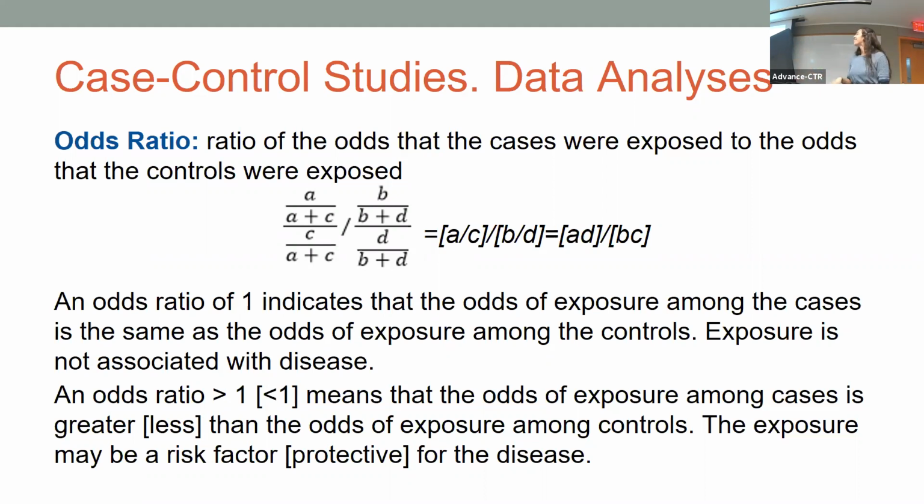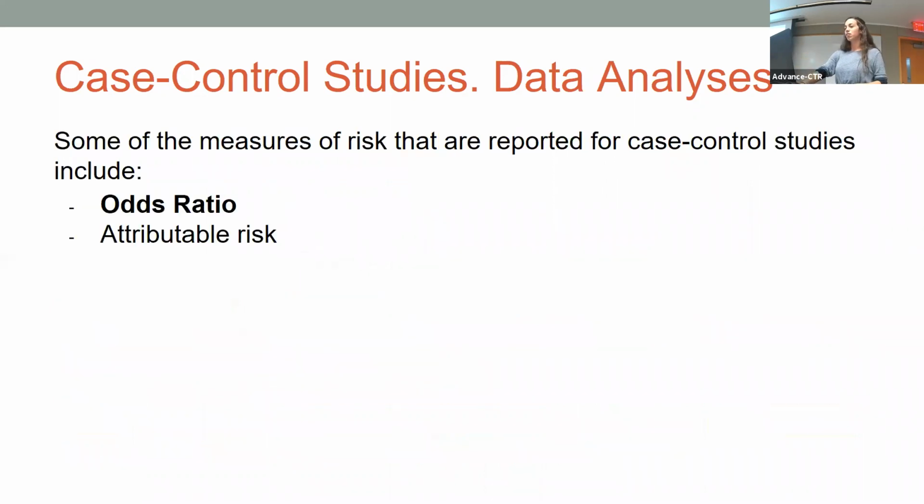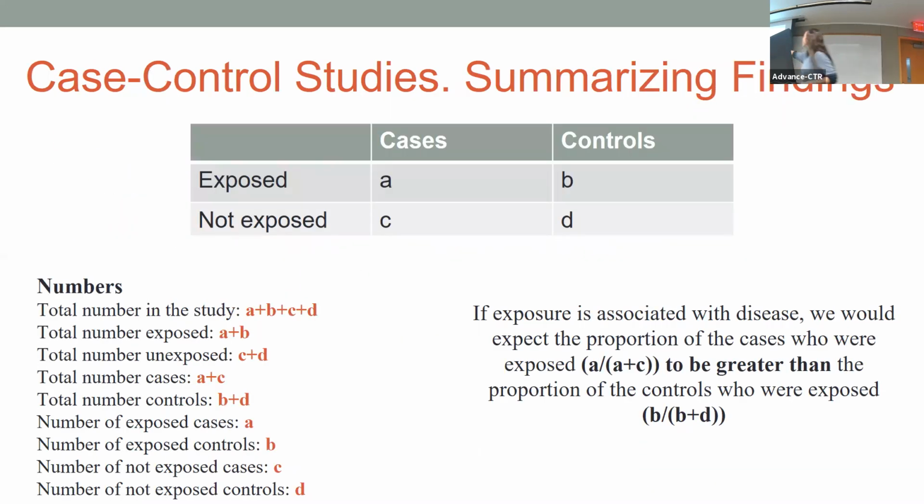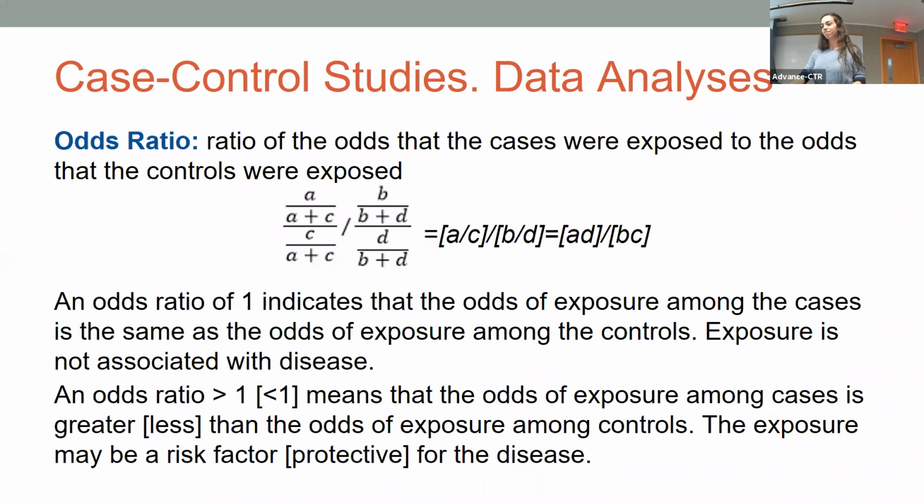I know I said a lot of letters, but the odds ratio is also known as the cross product ratio because it's AD divided by BC, which, if you go back to the 2x2 table, is the ratio of the diagonals of the 2x2 table. The odds ratio has very similar interpretations to the relative risk. An odds ratio of 1 indicates that the odds of exposure among the cases, the first term, are the same as the odds of exposure among the controls, the second term.